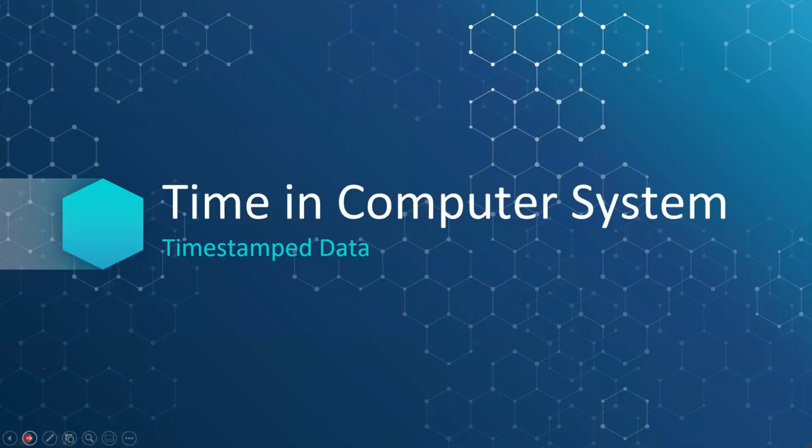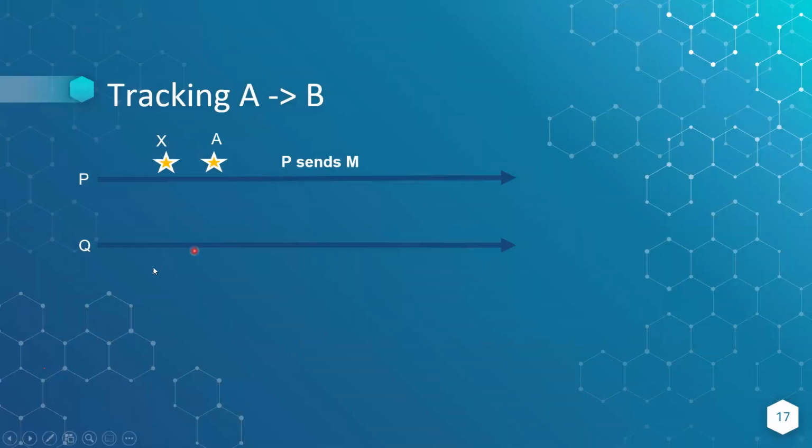So next we will discuss timestamps in computer systems. Okay, so there are two processes, P and Q. Process P, basically it is left to right. P sends message M to Q. Q receives the message. So here A and B end up with the identical time, so we incorrectly concluded A didn't happen before B.